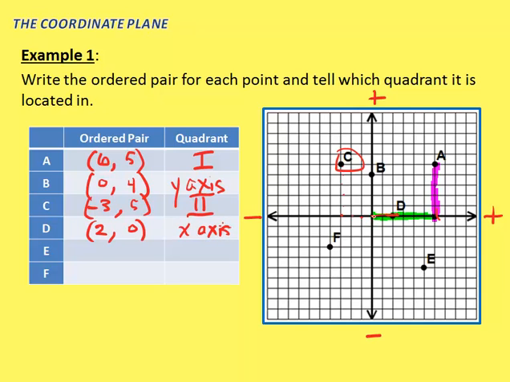E, I move to the right 1, 2, 3, 4, 5, so that's +5. And then I go down 1, 2, 3, 4, 5. So that's -5 because I went down, right? And E is in quadrant IV. And the last one is F. From the origin I go 1, 2, 3, 4 to the left, so that's -4, and down 1, 2, 3, -3. So it's (-4, -3). Hopefully you did well on that. And that's in quadrant III.